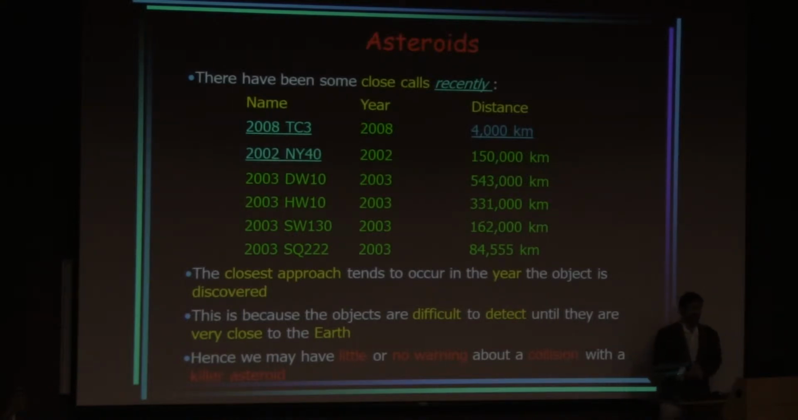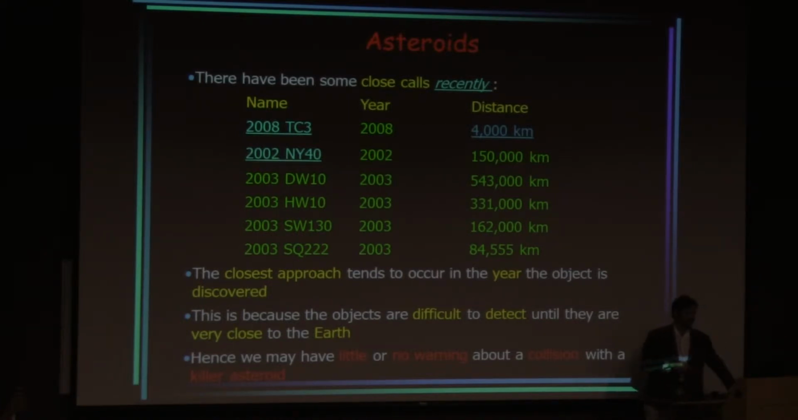asteroids passing so close that they're actually between the Earth and the Moon. They pass through the Earth-Moon orbit. If we're looking at kilometers, the Moon's orbit is around 350,000 kilometers. So the second one on the list was only about half the lunar distance out from the Earth. A lot of these objects are only discovered in the year when they actually make their closest approach.